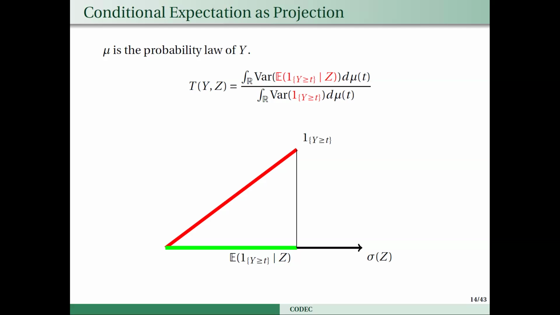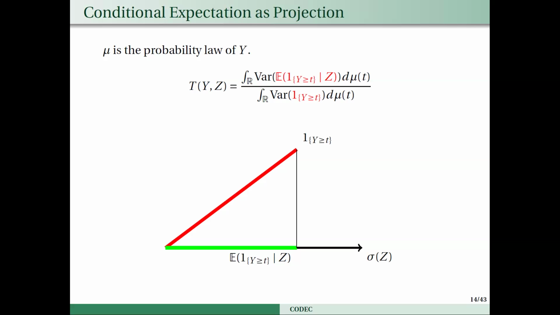And what does conditioning mean? Fortunately, conditioning has a very nice geometric interpretation, which is projection. So the conditional expectation of this level set of y, conditional on z, is basically projecting this red vector, y being greater than or equal to t, on the horizontal axis. And I will get this green vector. Now, I have the red vector here, which was the level set that I'm looking at in the denominator, and then I have the green vector, which is the result of the projection.